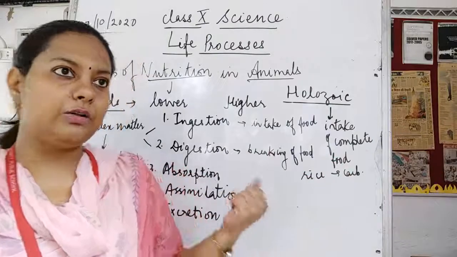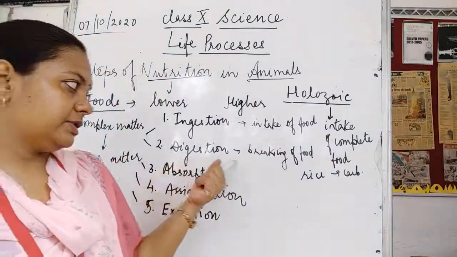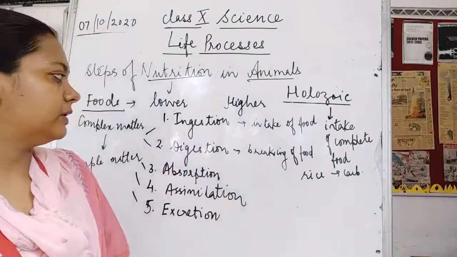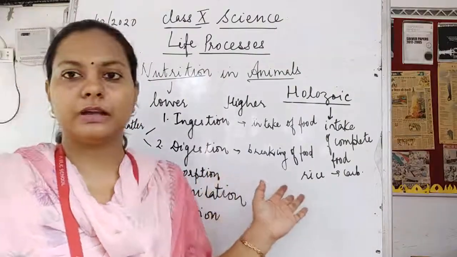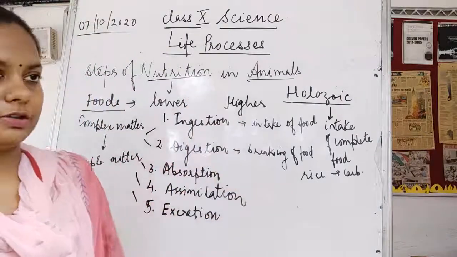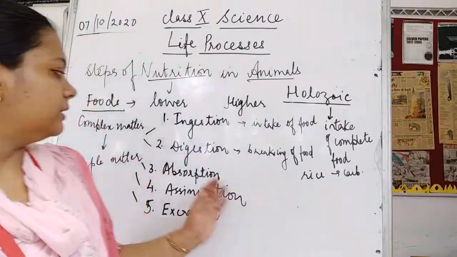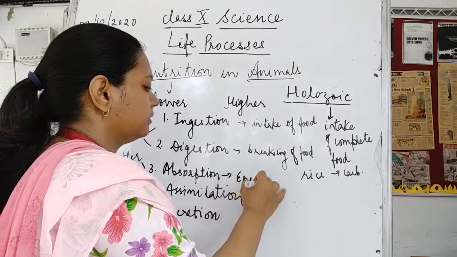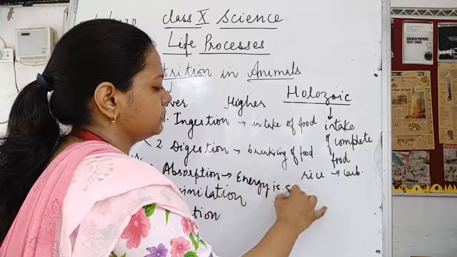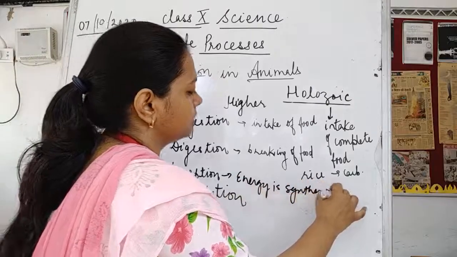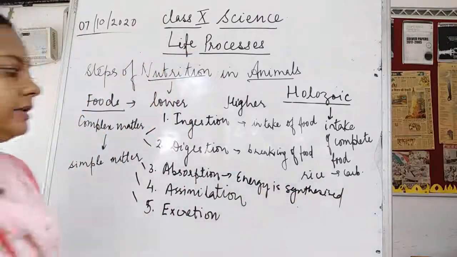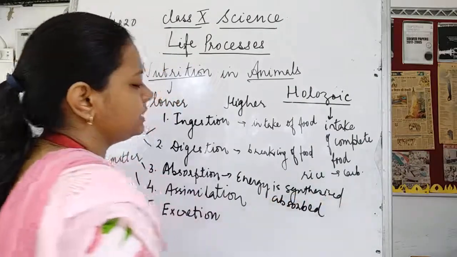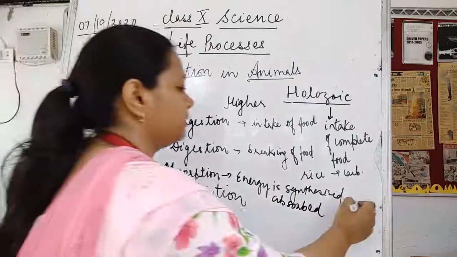Then how is this digestion taking place? Digestion takes place by the organ systems which are present. We have a digestive system in our body which performs all these functions for us. Similarly, after breaking down, the energy is synthesized, which is absorbed by the nearby cells. Energy is synthesized and absorbed.